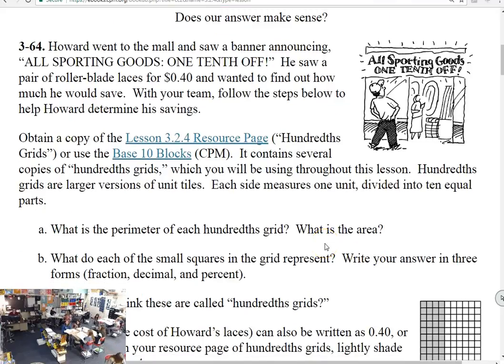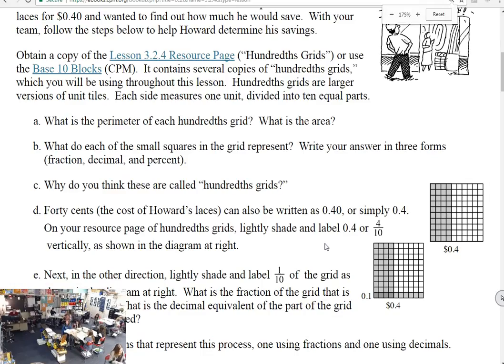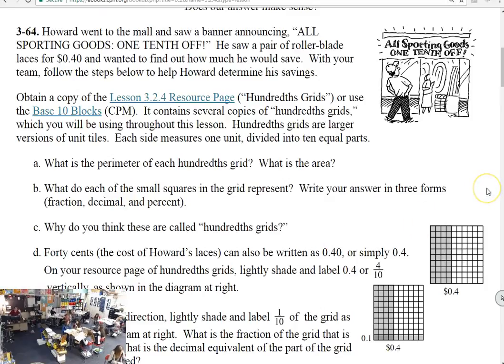So we're going shopping. I love shopping at the sporting goods store. REI literally has all of my money. Not literally. I shouldn't say things like that.